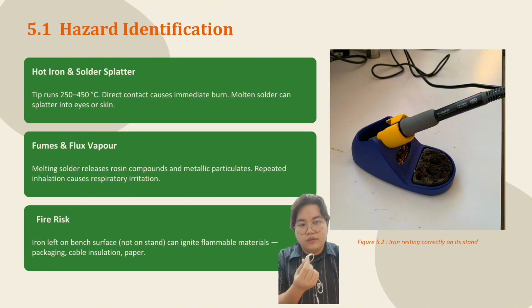Second is the fumes. When flux melts, it creates compounds that irritate the airway. Repeated exposure without ventilation can lead to headaches and, over time, even respiratory problems. The third risk is that if a hot iron is put down on the bench without using the stand, it can come into contact with flammable materials like packaging or cable insulation.